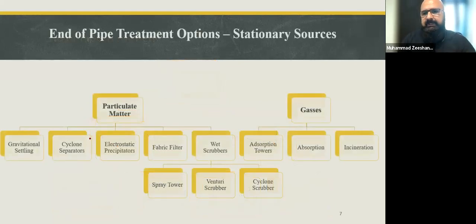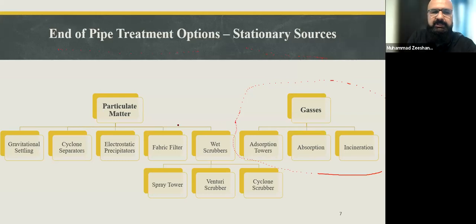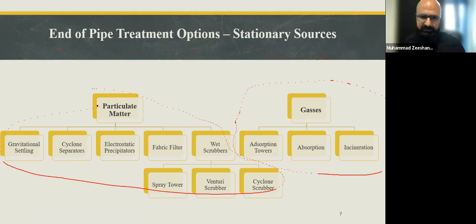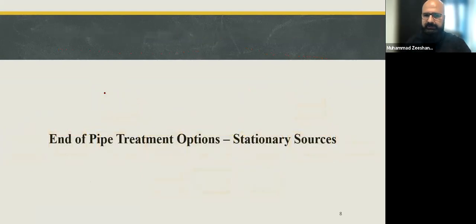So as we discussed, first we will talk about the end of pipe treatment options for stationary sources, right? And among the stationary sources, we have the options to control gaseous pollutants and the technology options to control the particulate matter. Of course, we would start with the particulate matter, right? Stationary sources and particulate matter. That's the combination that we're going to discuss.